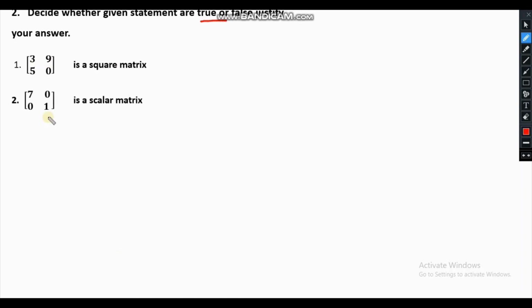Now question number 2, 7 0 0 1 is a scalar matrix. So we know that in a scalar matrix all the leading diagonal elements must be the same. So 7 and 1 are not the same, so it is not a scalar matrix. So we can take false.